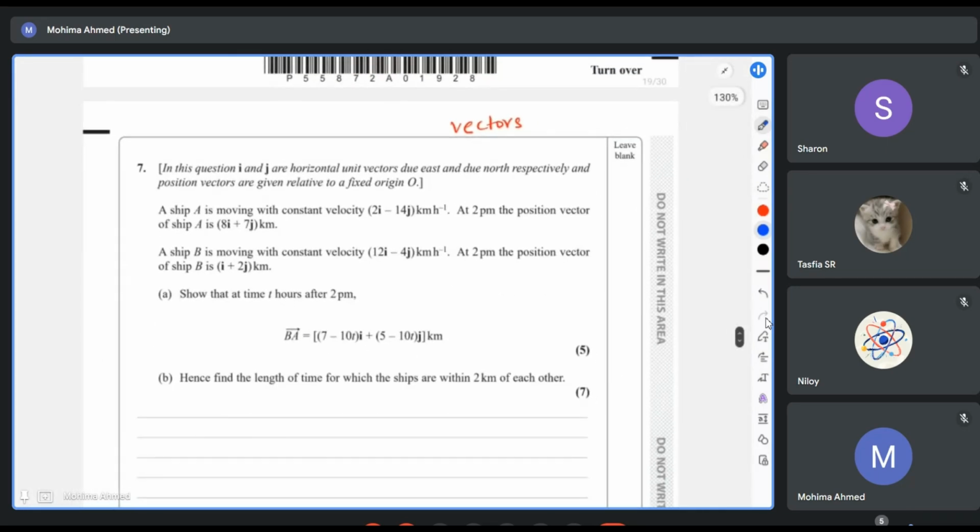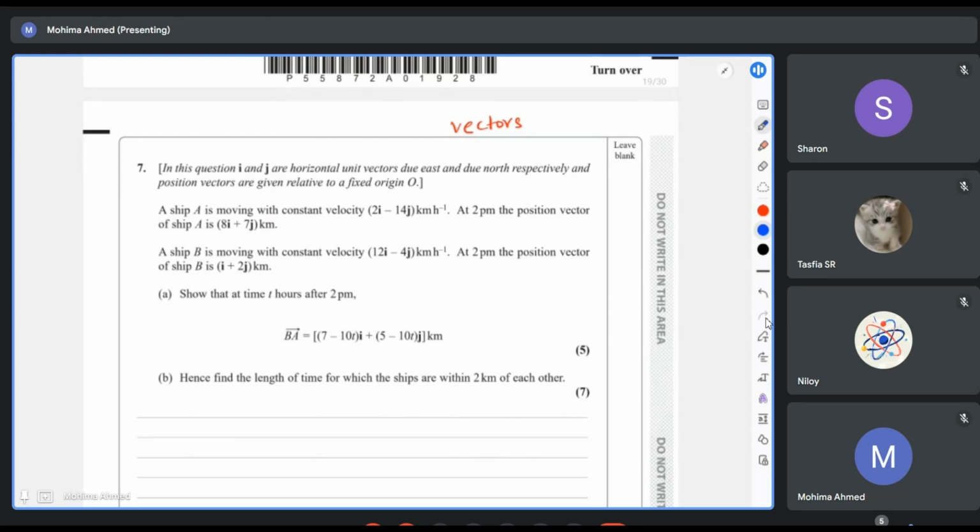Let's start first. In this question, this is again about vectors, but this is quite trickier than the previous vector. It says that in this question, i and j are horizontal unit vectors due east and due north respectively. That means i towards the east, which is the x-axis, and j towards the north, which is the y-axis, right? And position vectors are given relative to a fixed origin O. Always remember when you're working with vectors, you always measure a distance from a fixed origin point O. That is what they're stating at the very start.